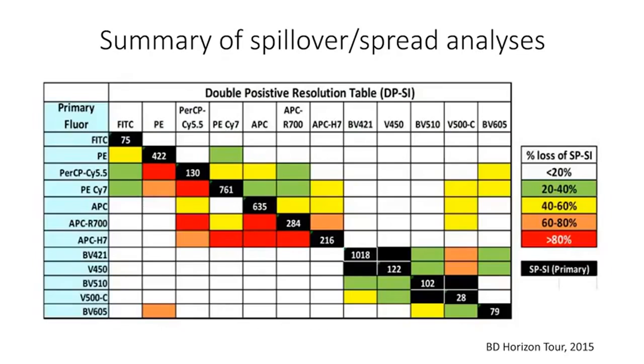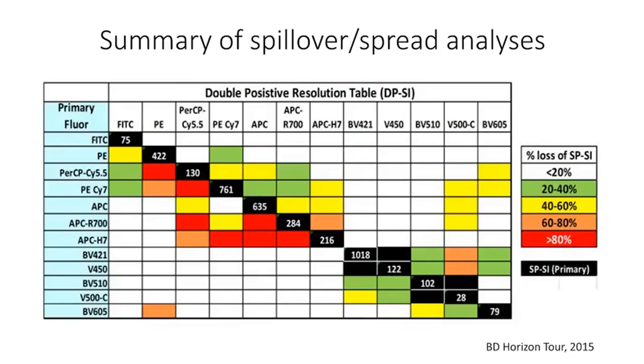But remember too that we are also affected by the spillover and the consequent spread in the other channels. So, for example, in the case of PerCP-Cy5.5, we had substantial spread in PE-Cy7 and APC R700, and so that results in a loss of resolution for cells that are double positive. So if they were positive for both whatever you have in PerCP-Cy5.5 and what you're trying to measure in PE-Cy7 or APC R700.